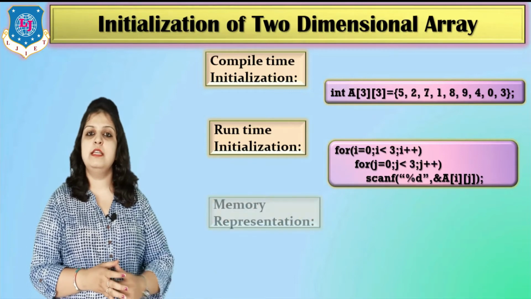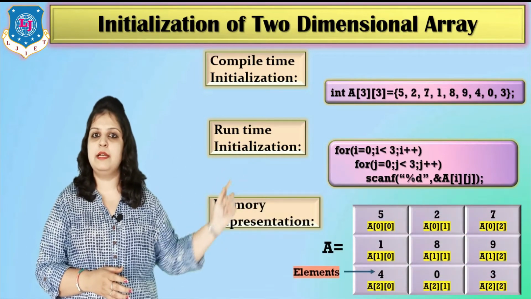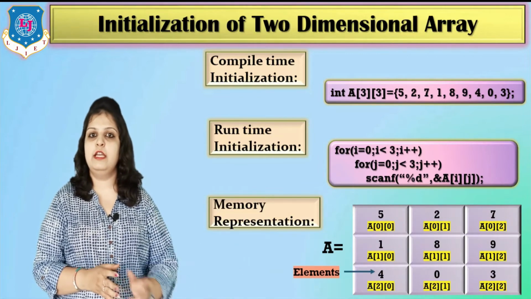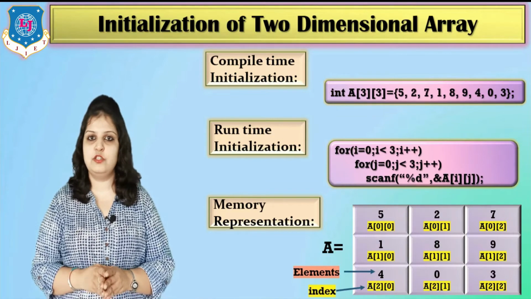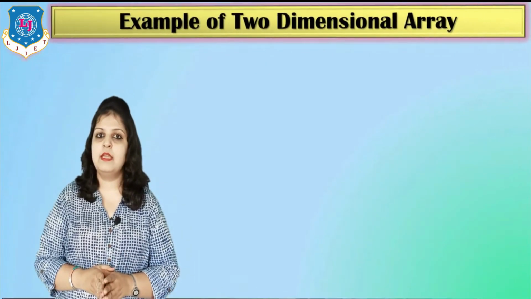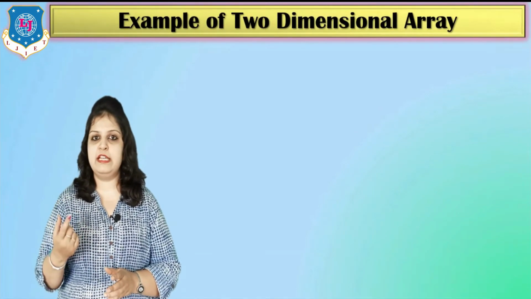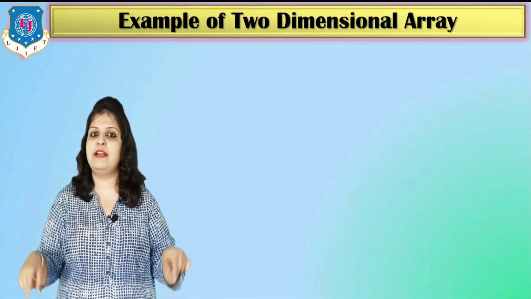And to see the memory representation: first all these 9 elements are stored sequentially in our table. So in this way we can initialize a 2D array. Let's see with one example. Here I am entering one 3 cross 3 matrix and printing the same matrix in matrix form.